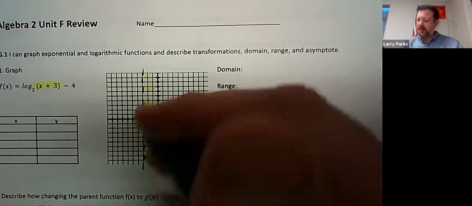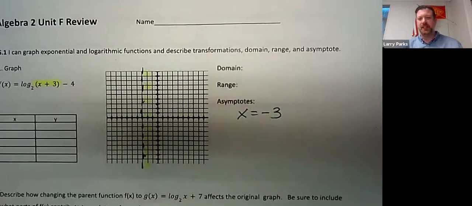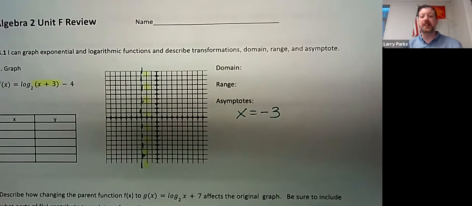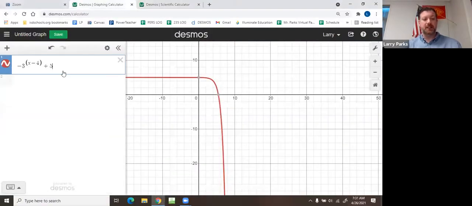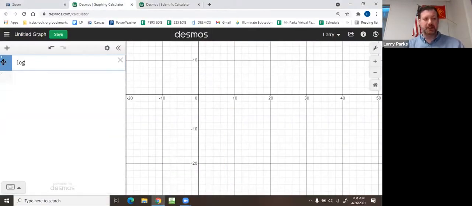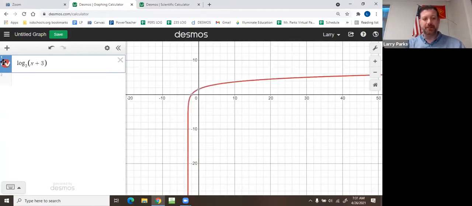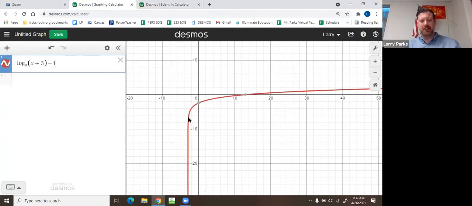It's going to look something like this, and I'll show you just to double check. So if I type this in, log, and remember to get that base 2, you go shift underscore, log base 2 of x plus 3, which must be in parentheses, and then minus 4. So notice there's that vertical asymptote I was talking about. This will never get to -3.